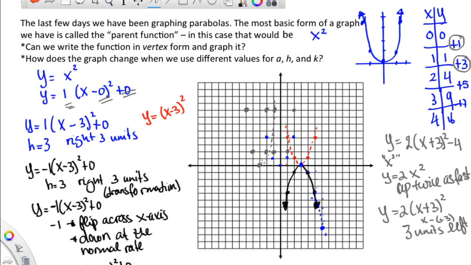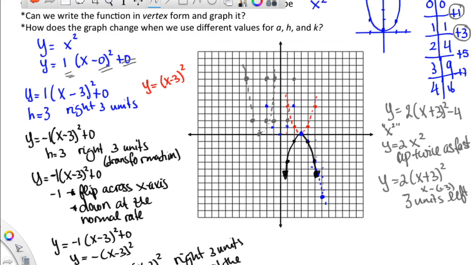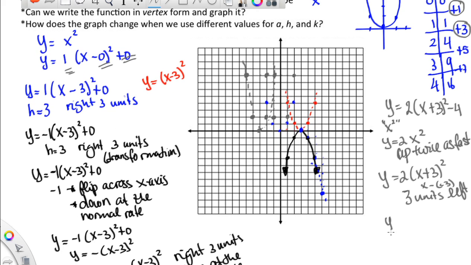So I'm almost there. So that would be 2 times x plus 3 squared. And then the last transformation is that minus 4. So to make it 2 times x plus 3 squared minus 4, this minus 4 means that we need to go down 4 units. So down 4 units, 1, 2, 3, 4.